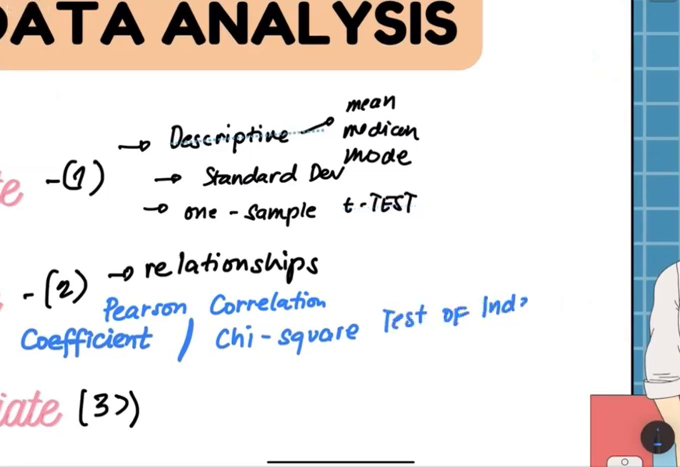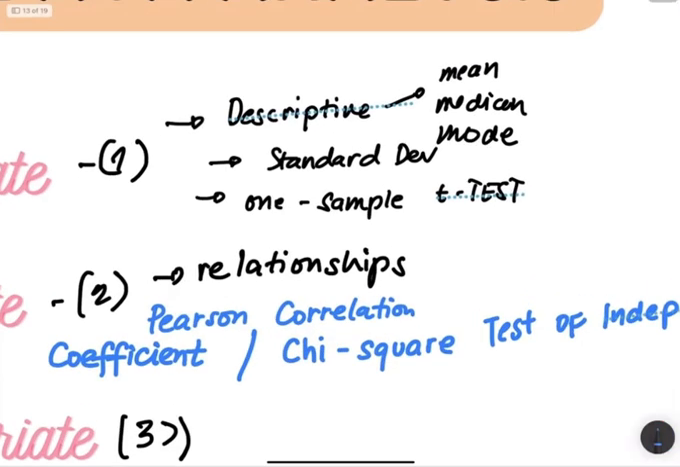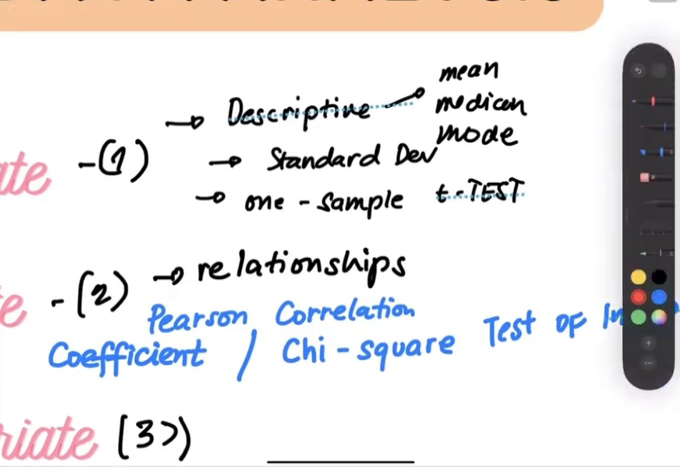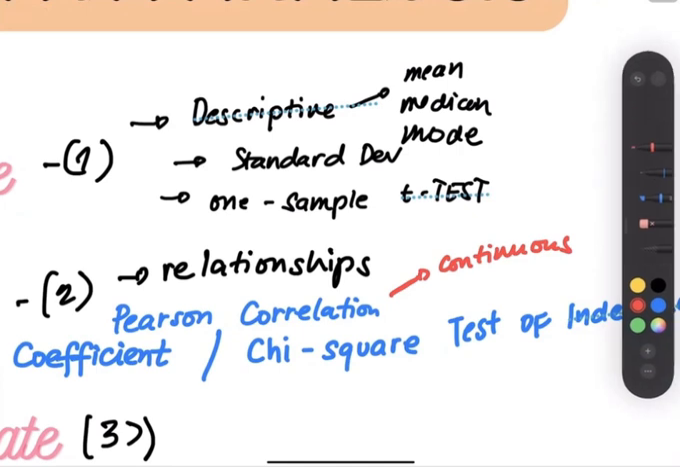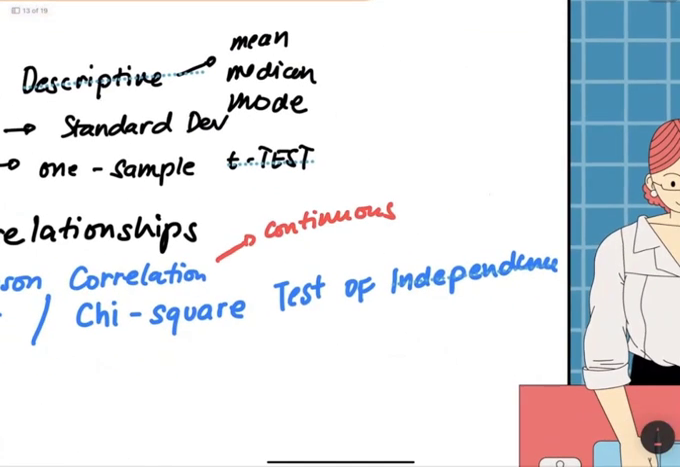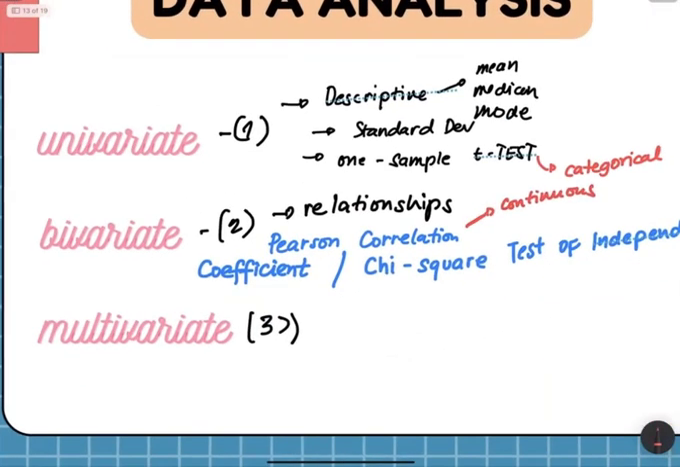So we have your chi-square test of independence. So what do we test here? We test the association between two categorical variables to see if they are independent of each other. So the difference is your correlation measures continuous variables, while your chi-square test for independence handles categorical, or your discrete type of variables.